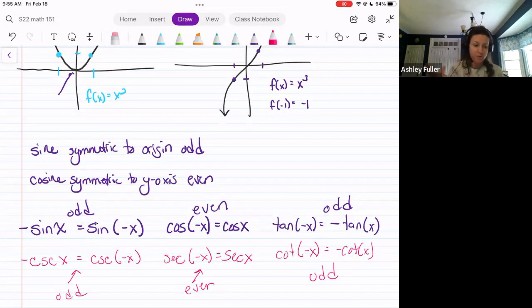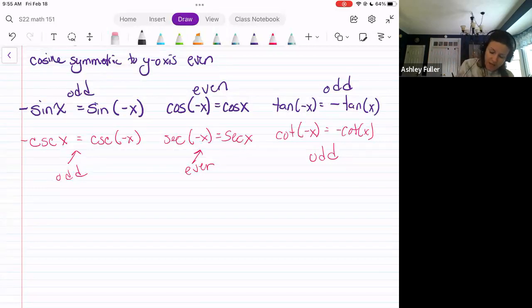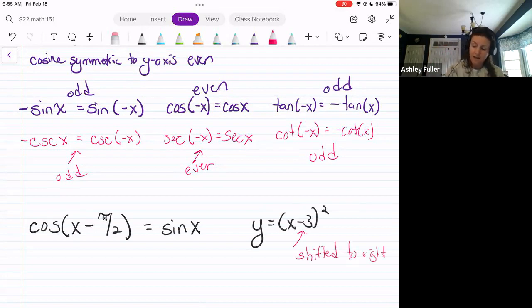Now that we have this concept of even and odd functions, we can use this to help us prove and describe the transformation of cosine from sine. If you remember looking back at the graphs, cosine and sine were just shifted from each other. And so what we want to prove is that cosine is sine shifted to the right by pi over 2. If you remember from things like parabolas, when we did y equals x minus 3 squared, this told us that it was shifted 3 to the right. And likewise here, we're trying to show that cosine is sine shifted to the right by pi over 2.